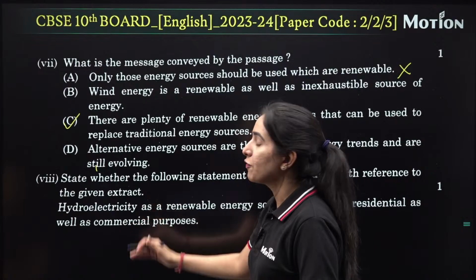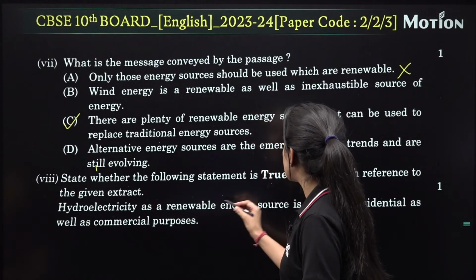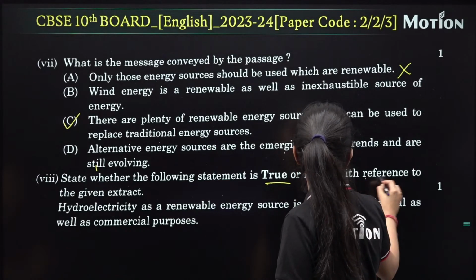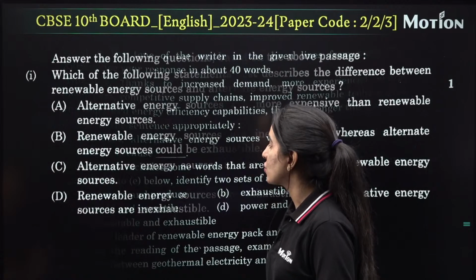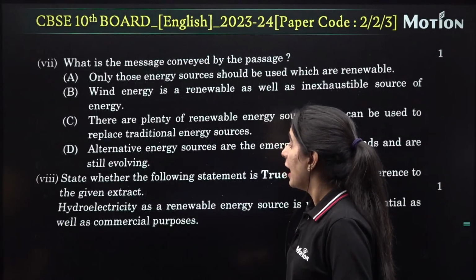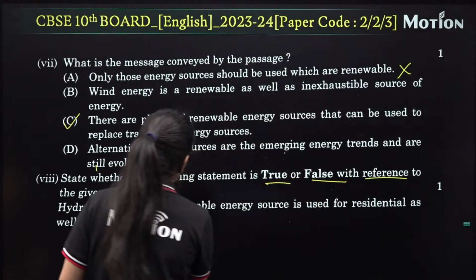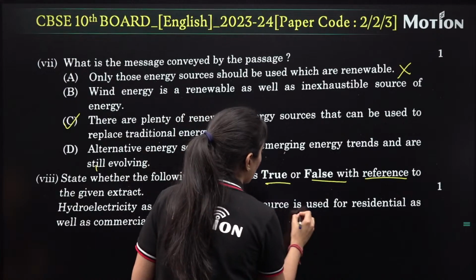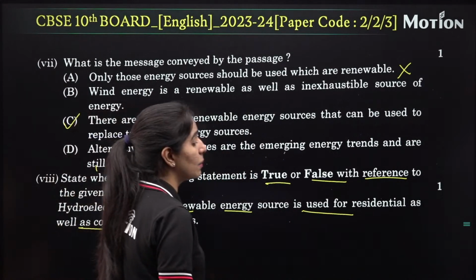Last question of reading comprehension. State whether the following statement is true or false with reference to the given extract. And what is the extract? It talks about hydroelectricity. Hydroelectricity as a renewable energy source is used for residential as well as commercial purposes.